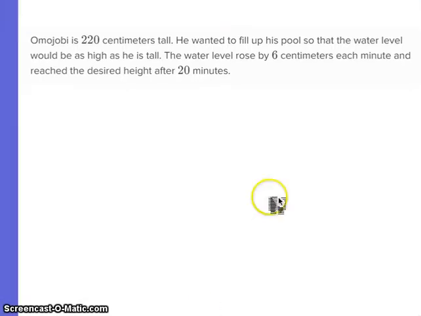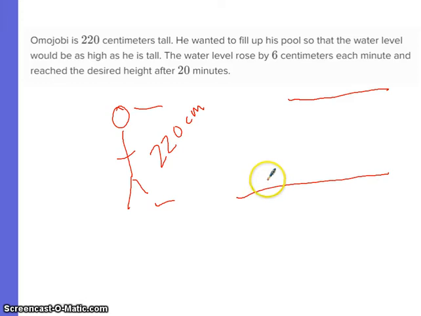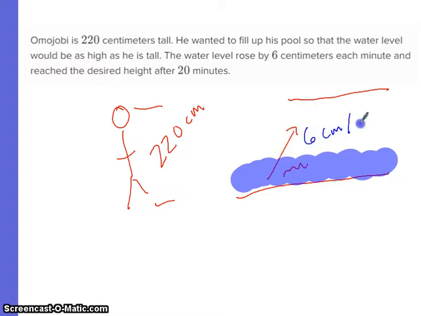It says Omojobi is 220 centimeters tall. So let's draw a picture. Here is this guy, and he is 220 centimeters. He wanted to fill up his pool so that it would reach this height. So he's filling up his pool, and here's his pool, and he's going to fill that up with water. It says the water level rose by 6 centimeters each minute. Okay, so the water level, let me do blue because that'll be better. The water is rising at a level of 6 centimeters each minute.